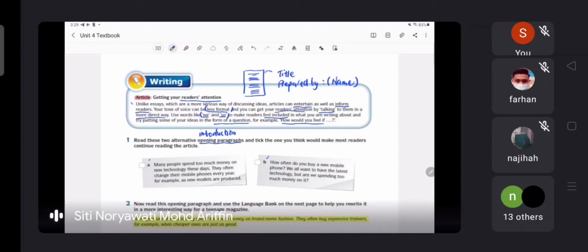Okay, what about B? How often do you buy a new mobile phone? We all want to have the latest technology, but are we spending too much money on it? Okay, between A and B, which one do you think is a better introduction?